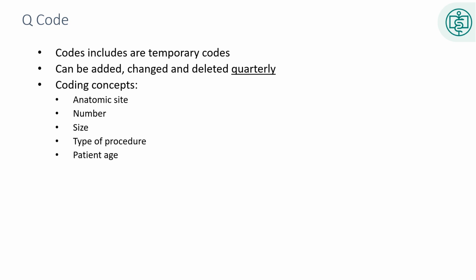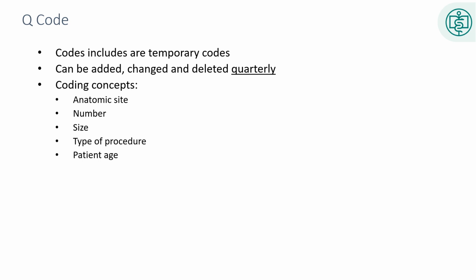The Q code section includes the temporary codes. Temporary codes can be added, changed, or deleted on a quarterly basis. Once established, temporary codes are usually implemented within 90 days. This is the time needed to prepare and issue implementation instructions, to enter the new code into CMS and the contractor's computer systems, and to initiate user education.